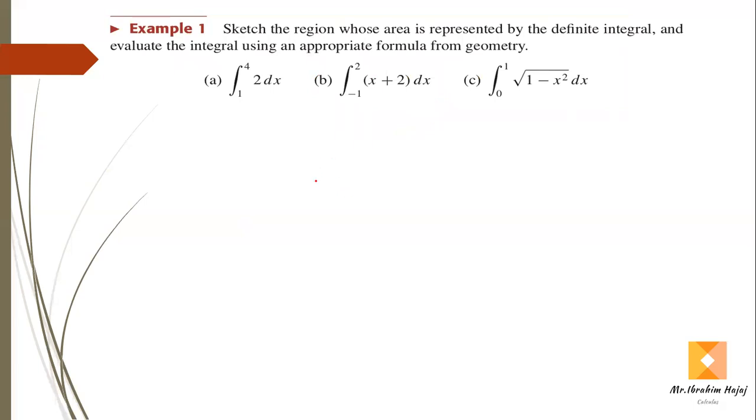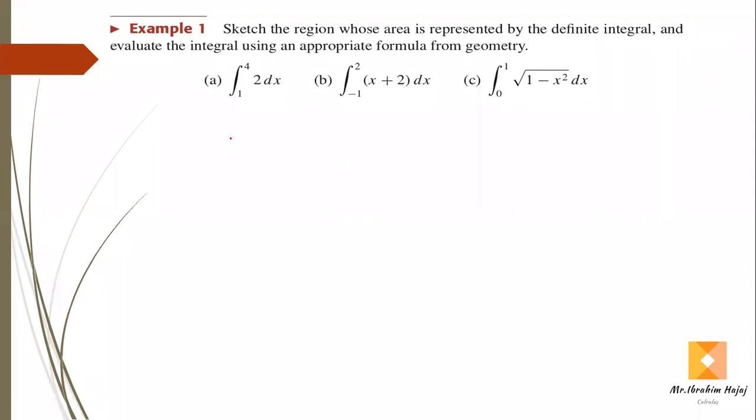So simply he's asking us here to sketch the region and then evaluate the integral using the appropriate formula from geometry. Let's do the first example to see that it's so easy. It's not hard. The definition only is hard.